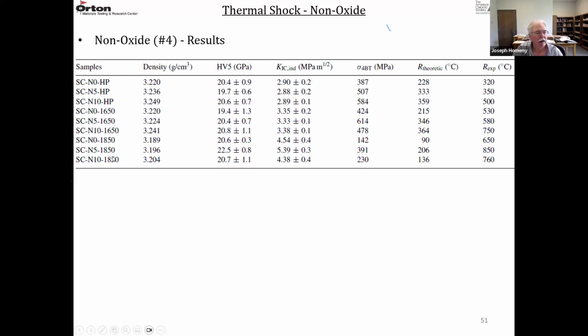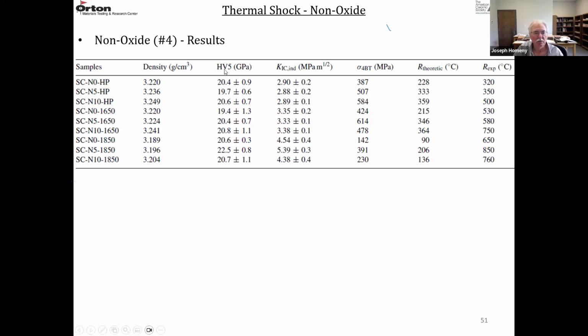So these are the samples. The first three are hot pressed, 0, 5, and 10% silicon nitride. The second three are hot pressed, but heat treated at 1650, 0, 5, and 10% silicon nitride. And then the last three are heat treated at 1850 after hot pressing at 0, 5, and 10 weight percent. These are all dense, all about 3.2 grams per cubic centimeter. The percent porosity is almost non-existent. So they're very dense.